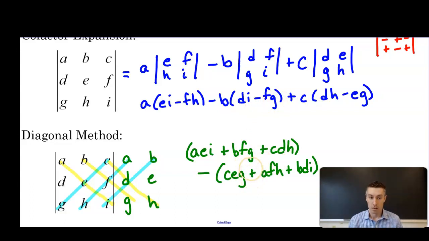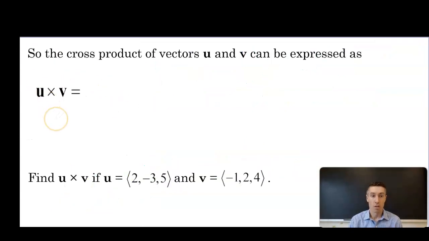Okay. Determinants don't give us vectors, right? This is a scalar value. So how are we going to expand upon this idea to incorporate the cross product and get a vector out of the determinant? So let's look at that.